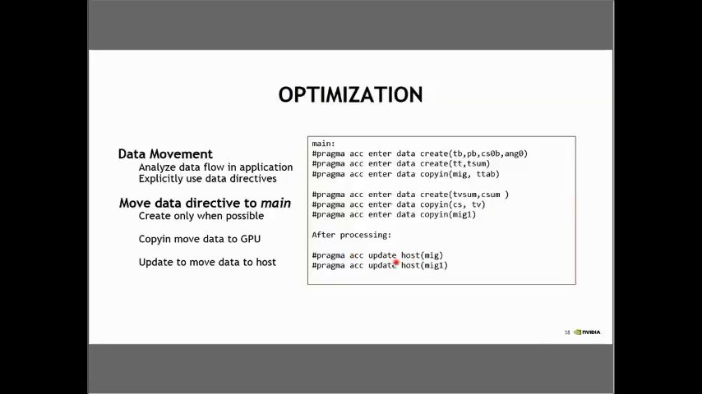So these are the kinds of operations, the directives that we inserted in the code before the do loops, and the scope is over the whole course of the application.